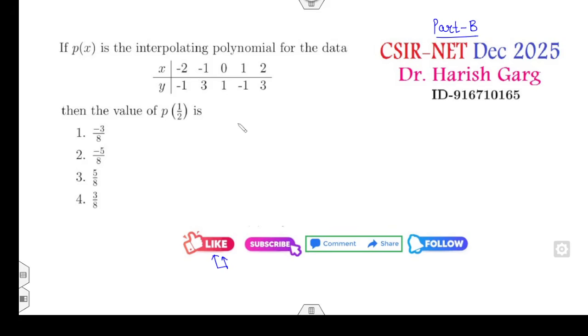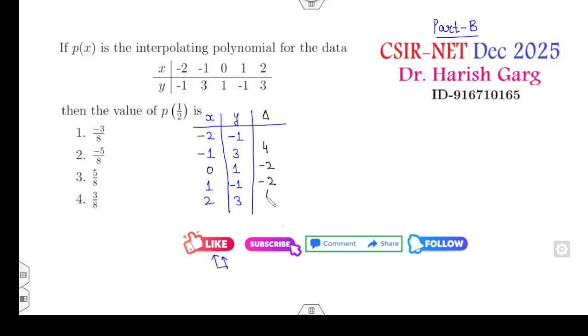The first question is related to interpolation. How can you solve these interpolation problems? Very simple. Firstly, I can write the x and y. If you look at the values of x, they are equally spaced. Once they are equally spaced, it is very easy to construct the values at the point half or any other points. So let's start with the first divided difference. Simply take the differences: 3 plus 1, minus 2, 3 minus 2, minus 2 and 4.